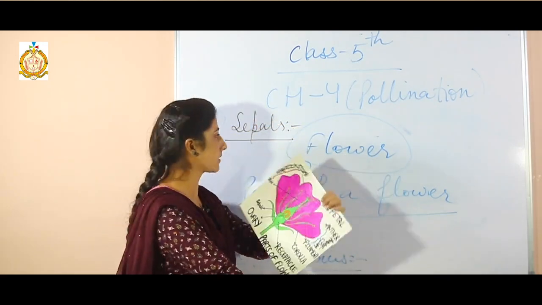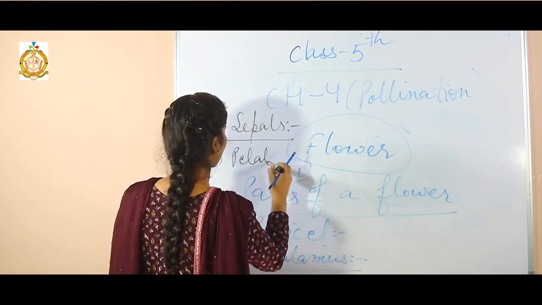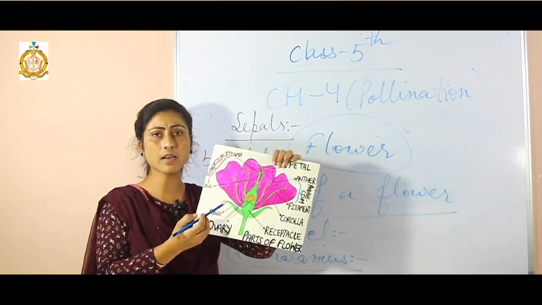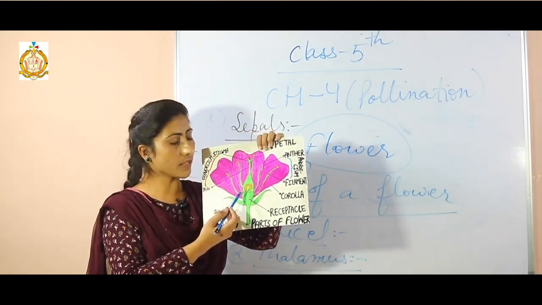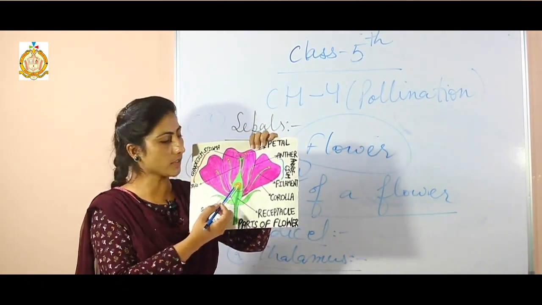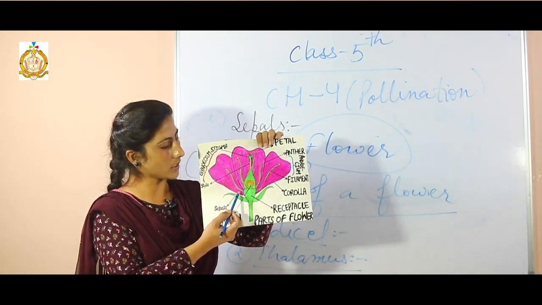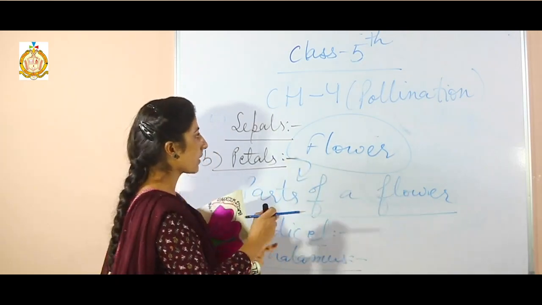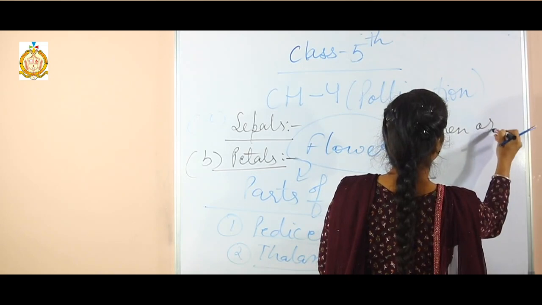Next are petals. Second, petals. They are the brightly colored wall next to the sepals, and they attract insects and protect the inner reproductive organs of the flower. You can see these are the petals. Now next are stamen or androecium.